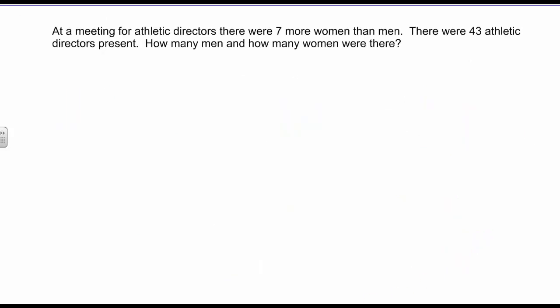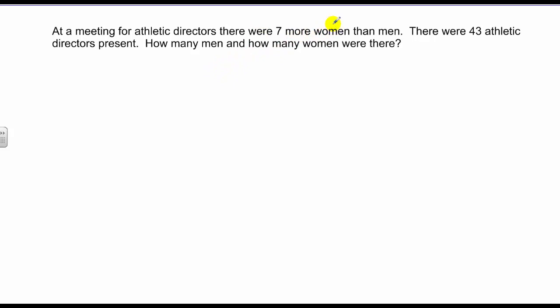Let's take a look at another problem that lends itself to this. At a meeting, you've got 7 more women than men. There are 43 total people there, and how many women are there and how many men are there in this group? I could actually do this with one variable because I have a comparable relationship with men and women, but for the sake of argument, let's just do this with two variables.